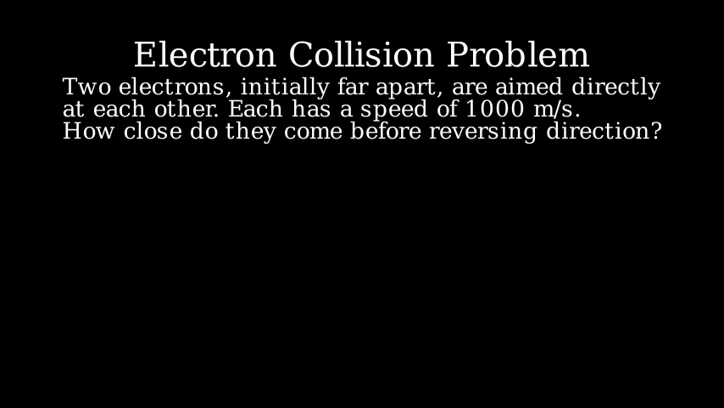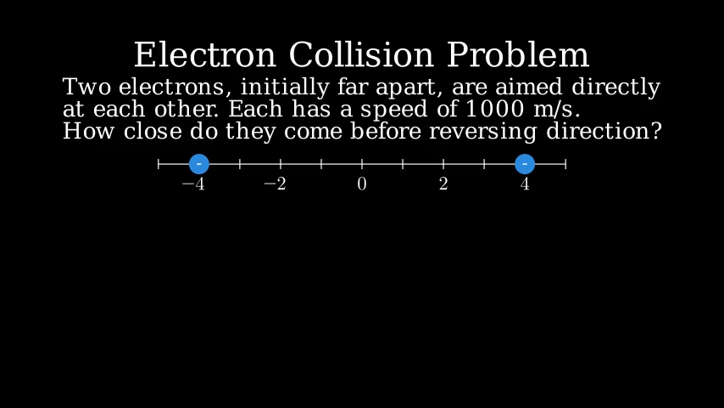Let's visualize this problem. We have two electrons traveling toward each other along the same line, each with a speed of 1,000 meters per second. Since electrons have the same negative charge, they will repel each other with an electrostatic force that gets stronger as they get closer. This force will slow them down until they stop momentarily at some minimum separation distance, and then they'll reverse direction and fly apart.